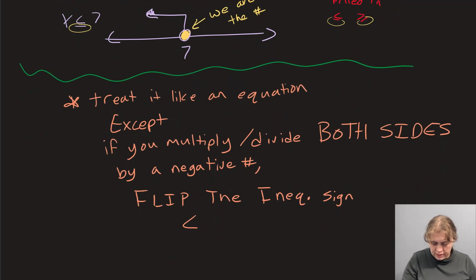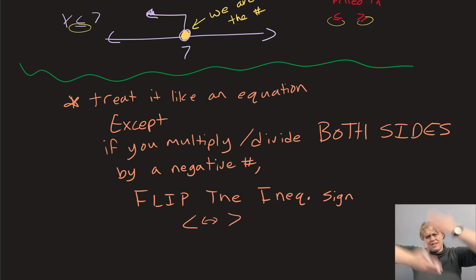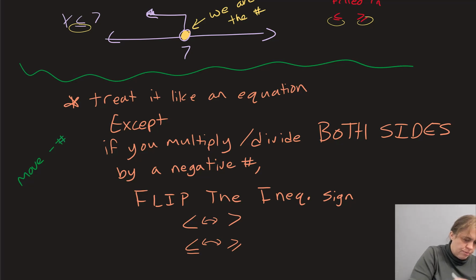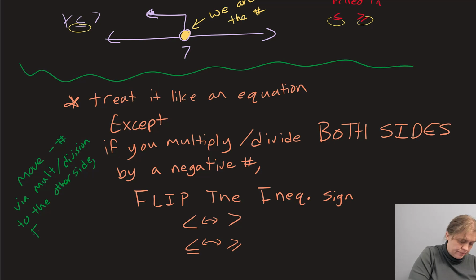So what was looking like this is now going to look like that, or vice versa. It's not like flip it top to bottom, because that doesn't actually change the sign. We want to go left to right, which way it's facing. Or if you had something like this, it would end up becoming something like this. And so, let's see, how did I say that? If you move a negative number via multiplication or division to the other side of the inequality, flip the sign.